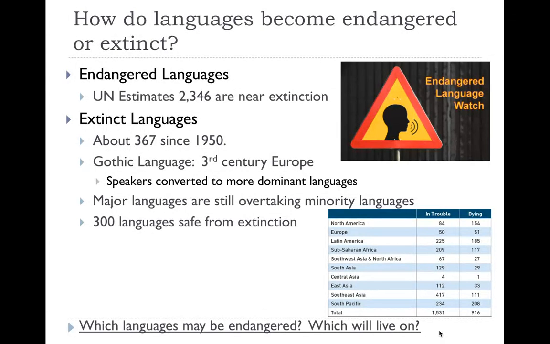So when we talk about local or folk culture being lost to popular culture, it works with the idea of language here too. And there are about 300 languages that are safe from extinction, meaning there are enough people speaking those languages that they are not going to be threatened or endangered at any time. When we look at the little chart on the bottom, you can see broken down by region of the world the number of languages that are either dying or in trouble in those places. All right, so that's a little bit different look than the endangered.